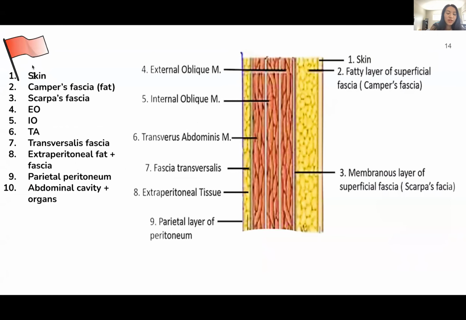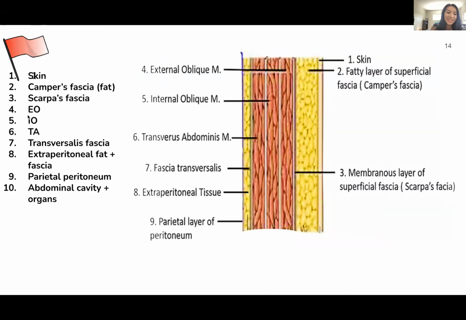Now, this is actually a red flag because it took me forever to remember it, but it does come up. When you learn this, also learn what layers it becomes in the scrotum. During the descent of the testes, the skin will turn into something like dartos fascia and so on. So learn it together, that would be great.